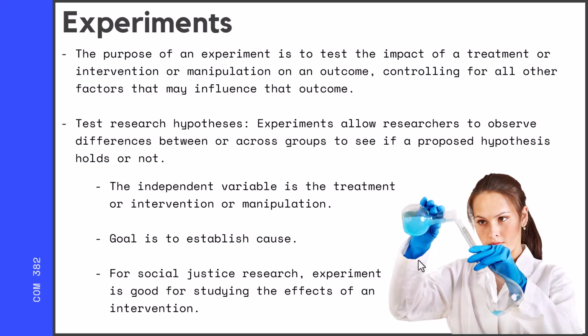Within an experiment, you can test research hypotheses. You can observe differences between or across groups to see if a proposed hypothesis holds or not. In an experiment, the independent variable is that treatment or intervention or manipulation, the causal variable, right? The goal of an experiment is to establish cause, so that we say, okay, it's definitely this thing that caused this outcome because everything else was controlled for.